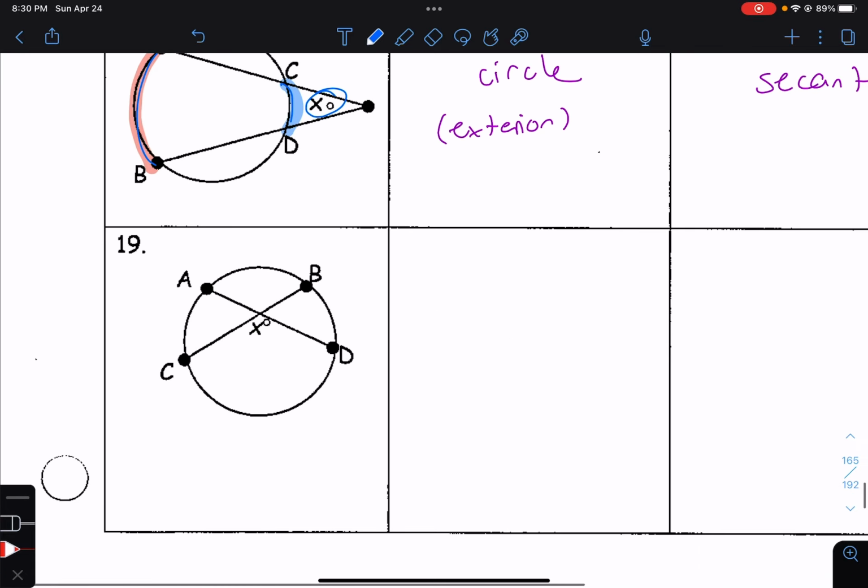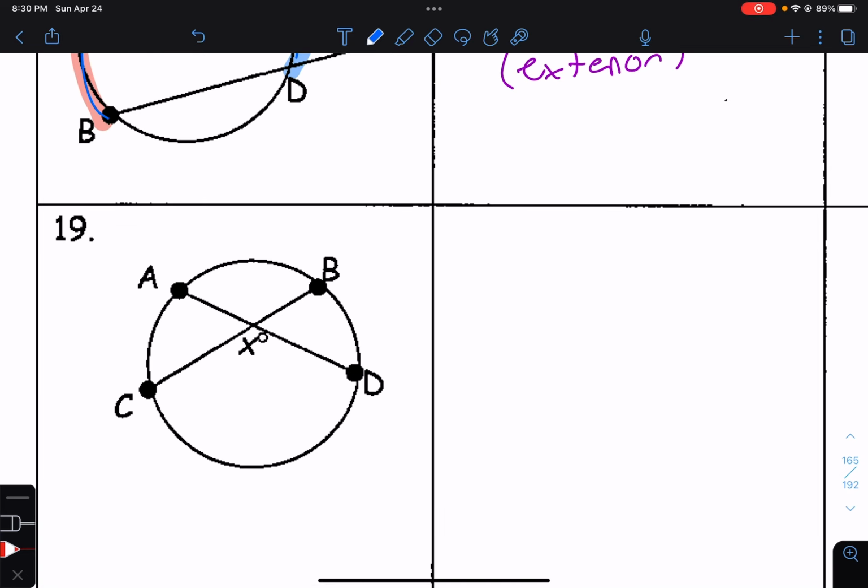All right, next one. We have two chords that intersect inside of the circle forming an angle. So where is that angle at? It is inside the circle.